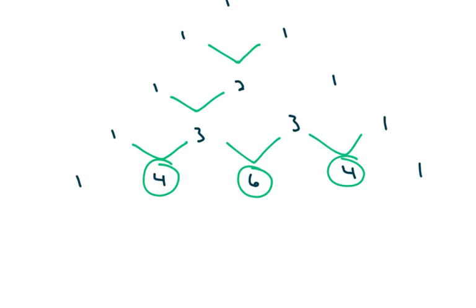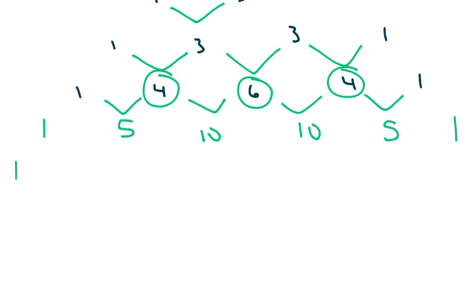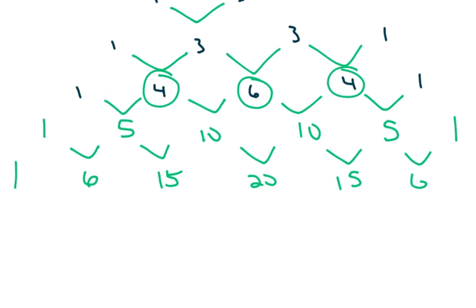So the next row in Pascal's triangle will start with a 1, and then it'll be 5, 10, 10, 5, 1. And then the next row would be 1, 6, 15, 20, 15, 6, 1. So the rows have this pattern of adding numbers from the row above it.